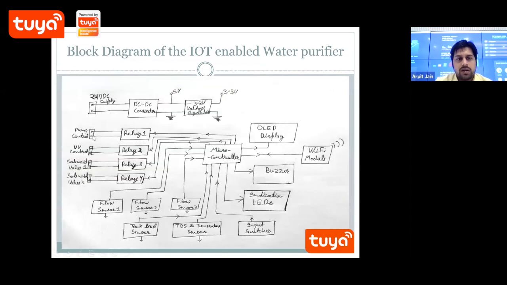So here the pump control and UV control are all connected to the microcontroller. Basically the microcontroller is the master unit here, and all the flow sensor data is given to the microcontroller, and the tank level sensor and the TDS temperature sensor as well. Then it takes decisions according to that and gives the output to the pump control, UV control, solenoid valve 1, 2, like this, and also to the indication LED. And input switches are there, buzzer is there.